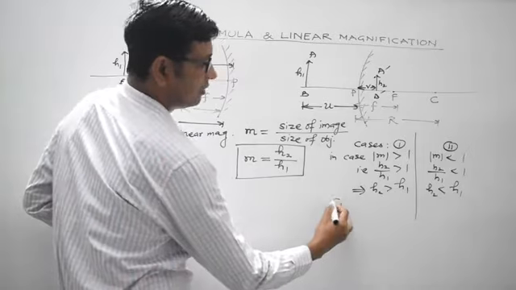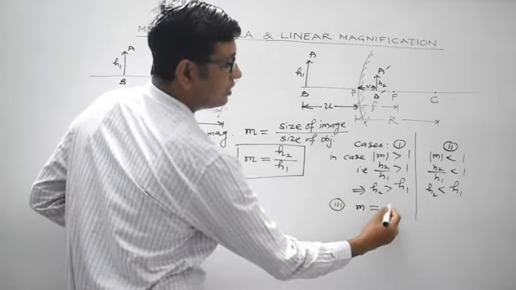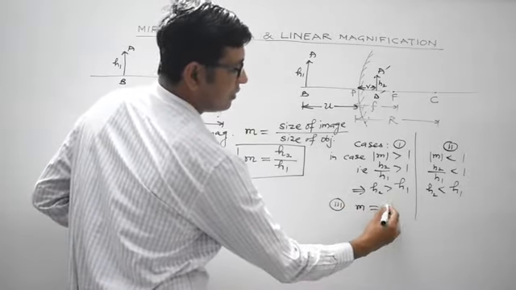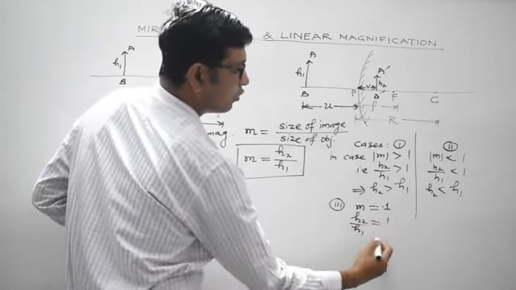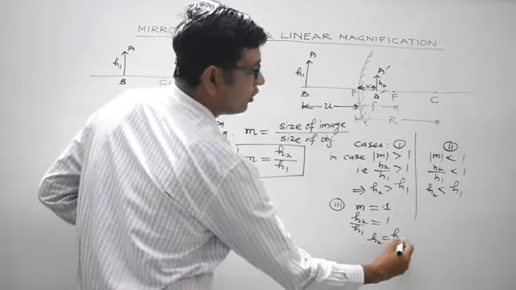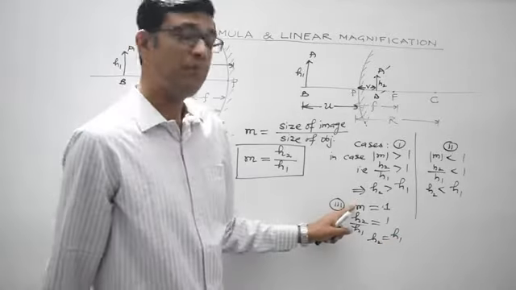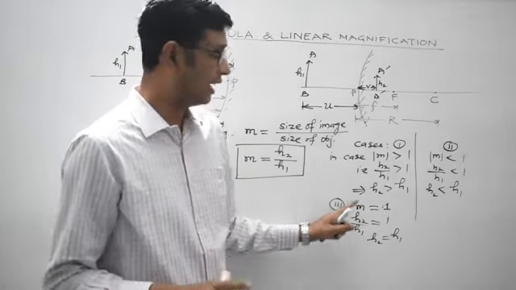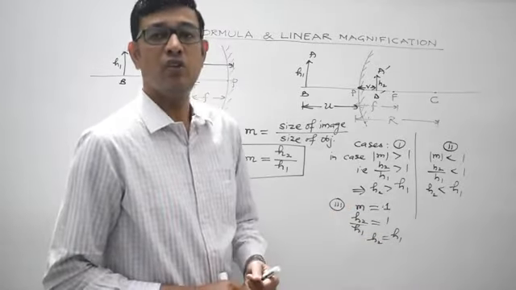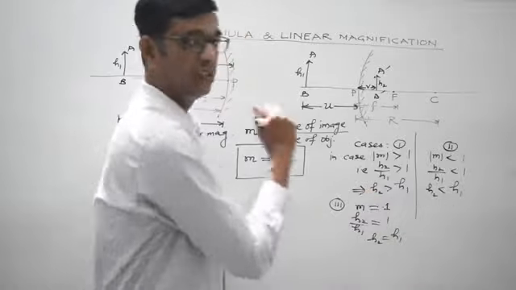And case 3: if m is 1, it means that h2 by h1 is equal to 1, or h2 is equal to h1. Linear magnification of a spherical mirror is 1 only when the size of the image is equal to the size of the object. So we discussed all the 3 scenarios.